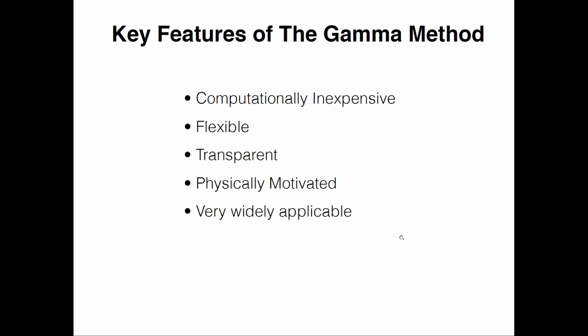Okay, so what's good about the gamma method? Well, it's computationally inexpensive. Like, that's an understatement. It's tremendously inexpensive. It'll probably take you longer to load your data than it will to run the gamma method, okay? It's very flexible. You can adjust the constants as needed. We typically go with the maximum of the individual perturbation series, but if you had another reason to do something, you could do it.